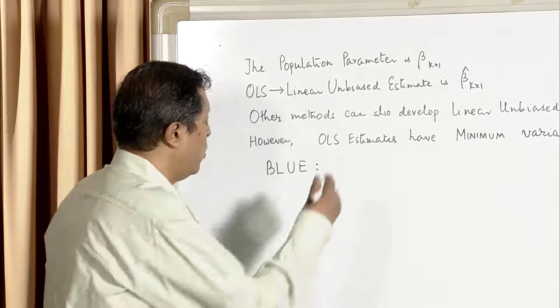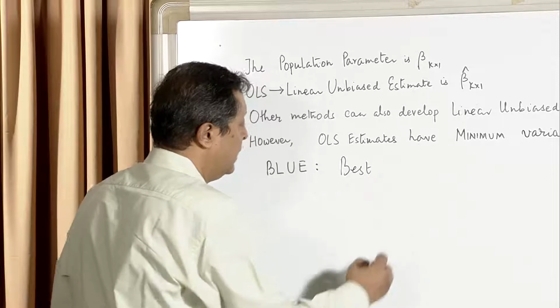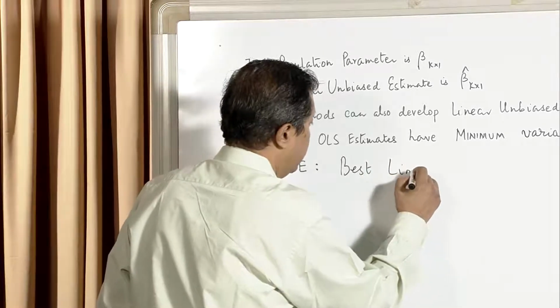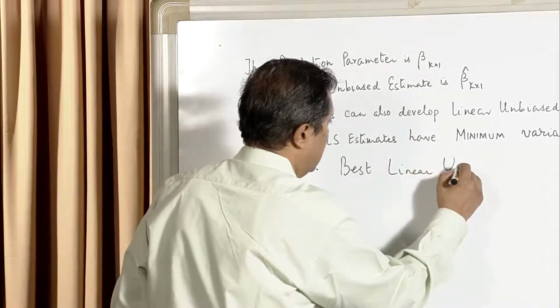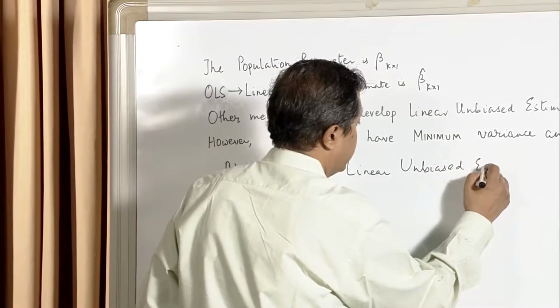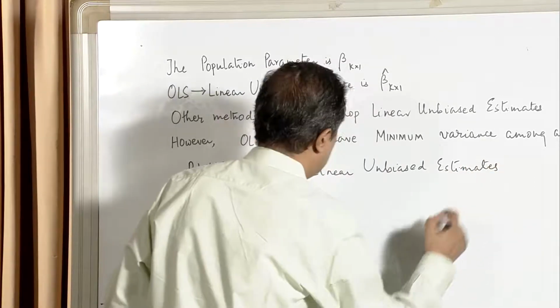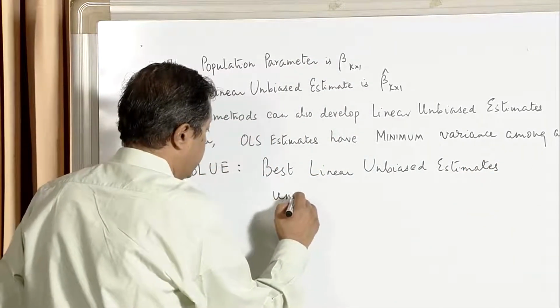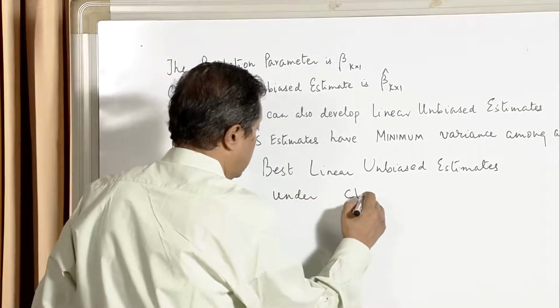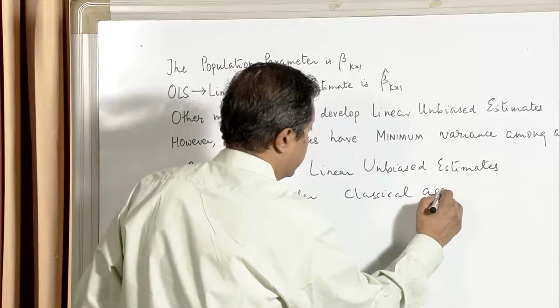So, we say that OLS estimates are the best linear unbiased estimates, but all of this will be true under classical assumptions.